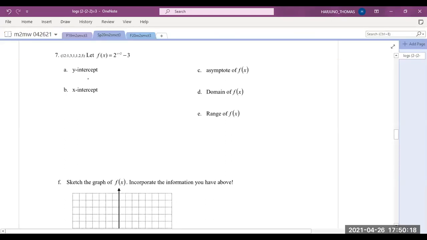What is the y-intercept? That's f(0). That's 2 squared minus 3. That's 4 minus 3. That's 1. Y-intercept (0, 1). That's Mickey Mouse.